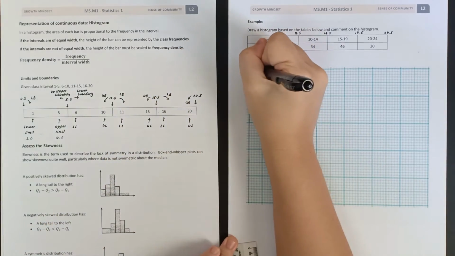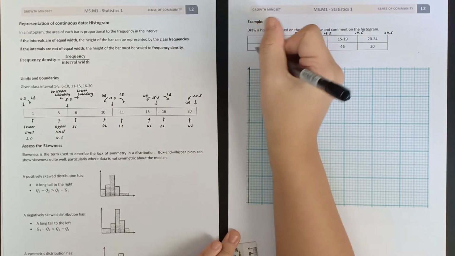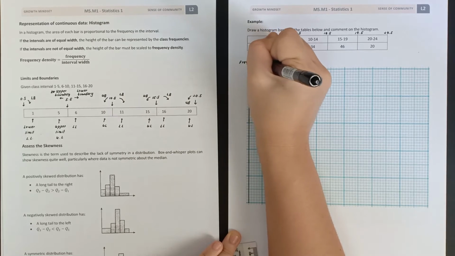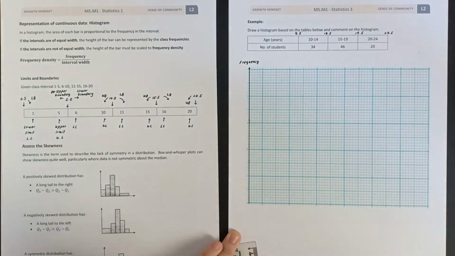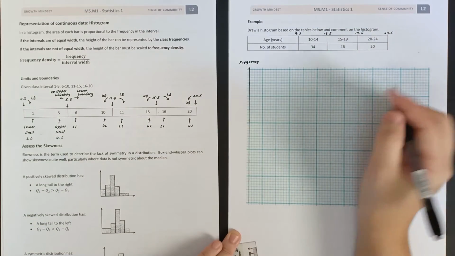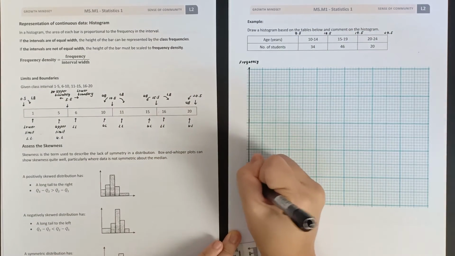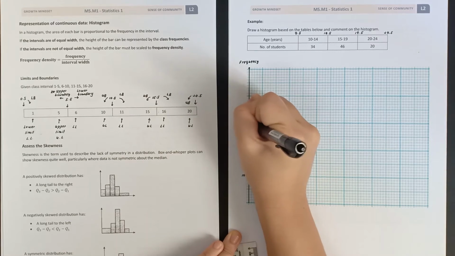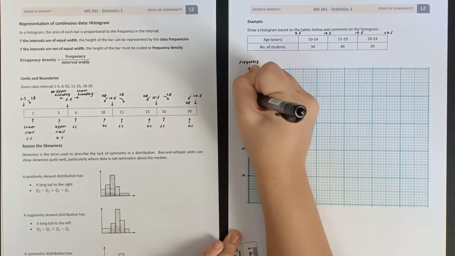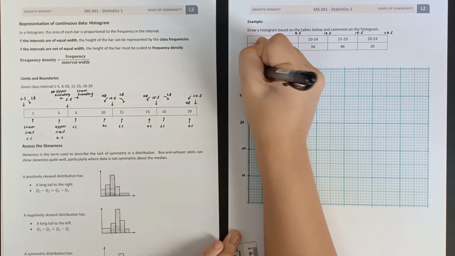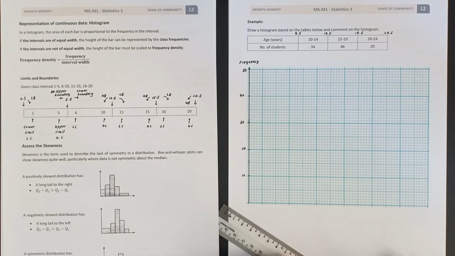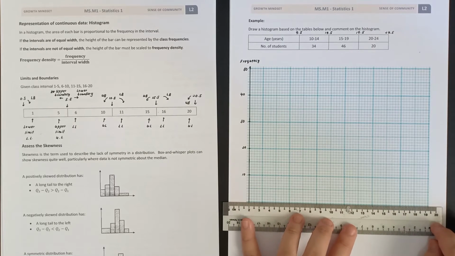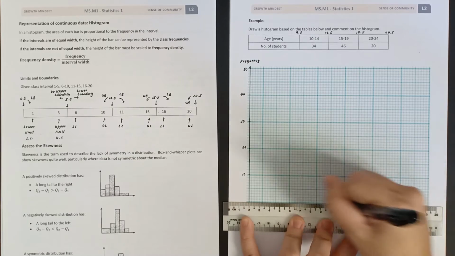Okay, so you can write down number of students, or you want to write down frequency also is totally fine. Since the max one is, I think, enough, let's do 10, 20, 30, 40, and 50. Then after that, for your x-axis is going to be your boundary.